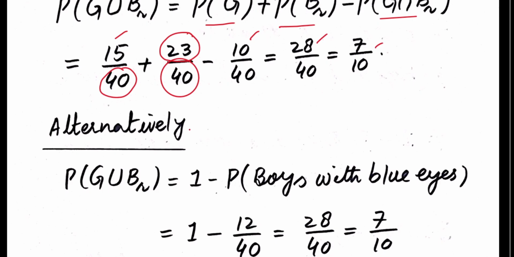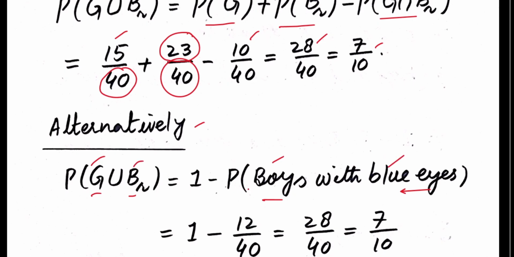You can calculate this alternatively. When you have to find the probability that it is either a girl or brown eyes, it is simply the complement of it, which should be a boy with blue eyes. What is the opposite of girl? This should be boy. What is the opposite of brown? This should be blue eyes.